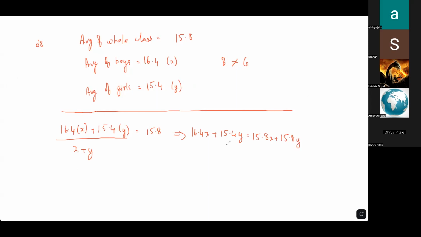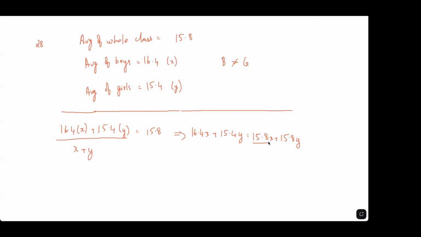Has everyone understood this? Yes, sir. Okay. Now equation सभी को आता है. So we'll get all the x on one side. So कितना आएगा difference? 16.4 minus 15.8 कितना होता है? Sir, 0.6. Very good. और यहाँ है 15.8 minus 15.4. 0.4. So we get 0.6x is equal to 0.4y.